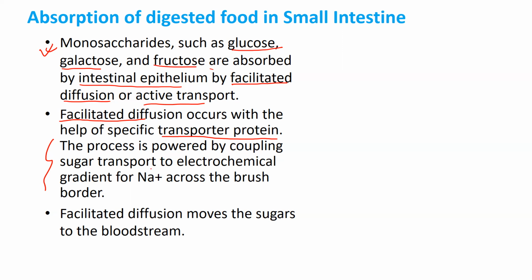You know very well that due to the electrochemical gradient for sodium, along with the sodium, they facilitate the transfer of glucose as well, right? So that is the facilitated diffusion that happens in case of glucose. So facilitated diffusion moves the sugar to the bloodstream. Okay. So write this down as far as absorption in the small intestine is concerned. This is about the carbohydrate. Next, we will talk about protein and fats.